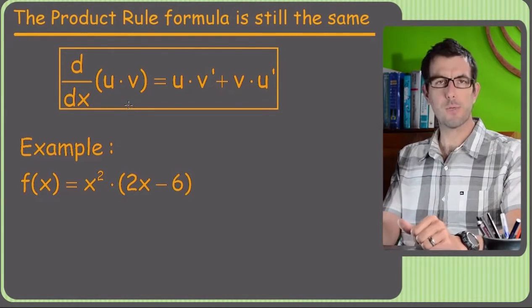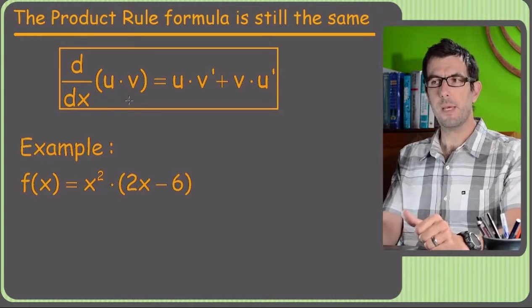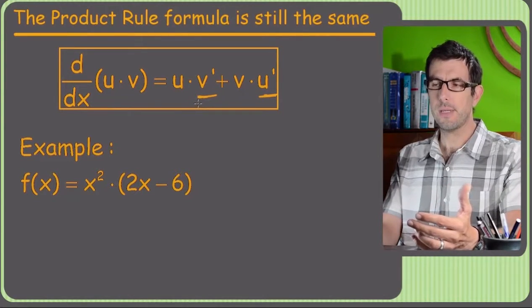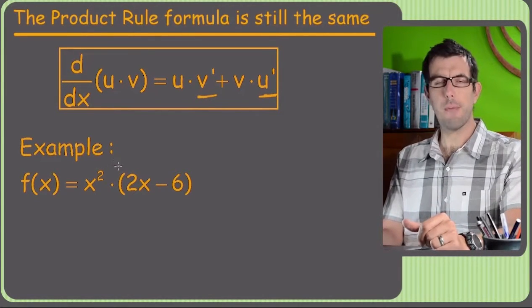All right, so the product rule with the chain rule is still exactly the same. The only thing that's going to change is when we fill in the v prime and the u prime term, we're going to need the chain rule to get those. So let's take a look at why that would happen.